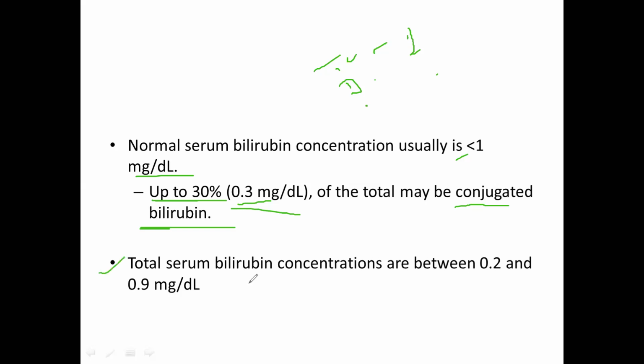The total serum bilirubin concentrations are between 0.2 to 0.9 mg per dl. These readings will vary if you refer to various books or websites, or even laboratory reports, where you will get some varying normal values for serum bilirubin. But roughly, you can say nearly 1.2 to 1.5 can be considered as normal.